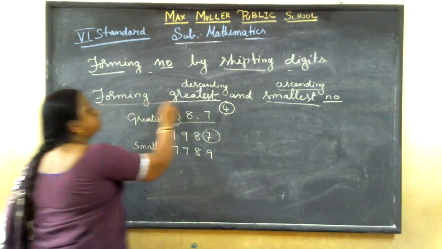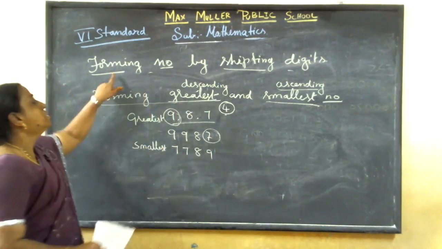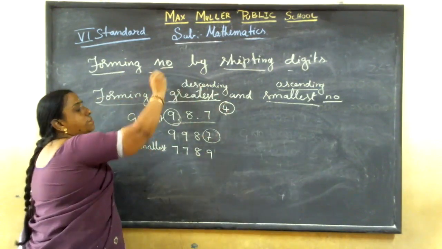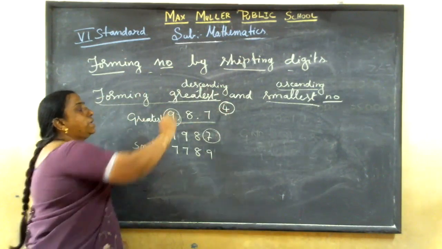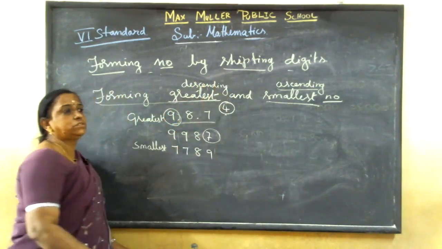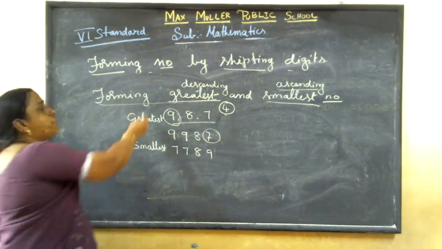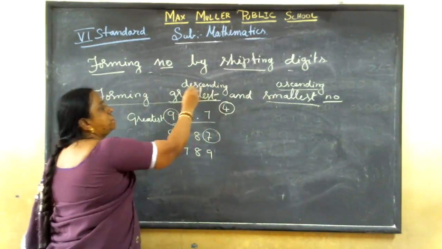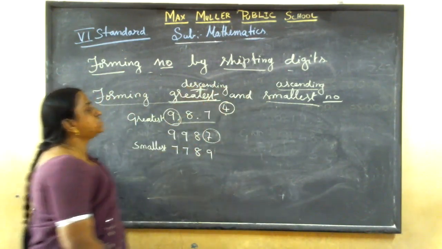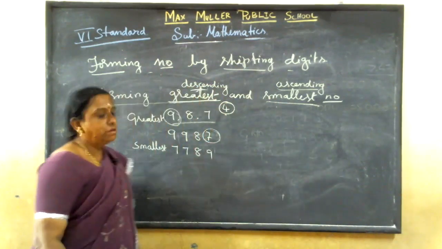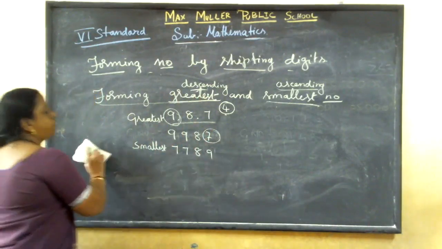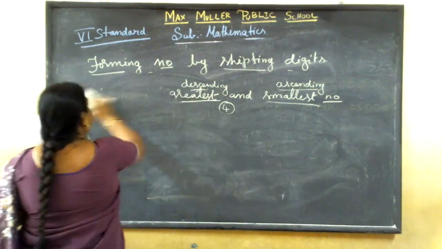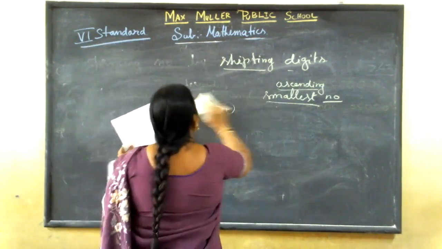See here, what are the things you should keep in your mind for this? Forming a number by shifting: if you shift a 2-digit number, we can get only 1 new number. If you go for a 3-digit or 4-digit number, we'll get many numbers. Forming the greatest and smallest number: arrange the greatest number in descending order, the smallest number in ascending order. Clear? Now we'll go for the exercise. Exercise 1.2.